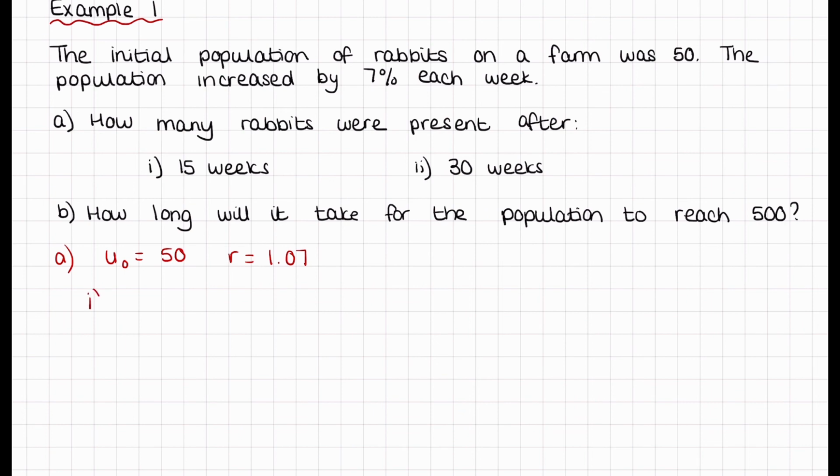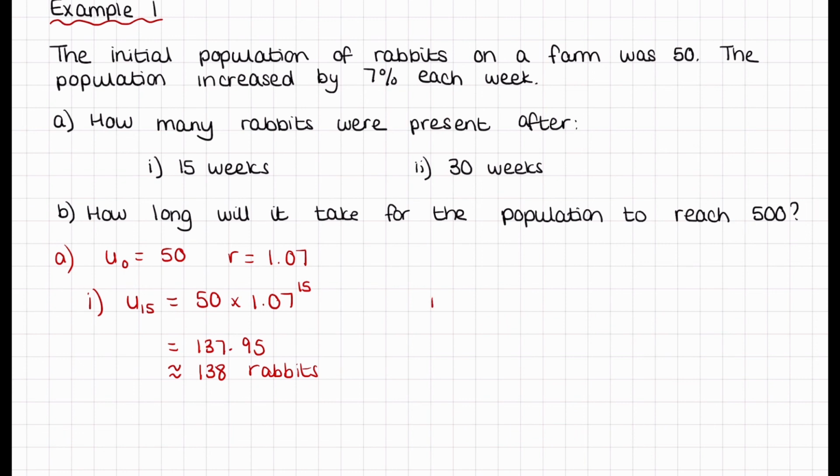So the first one we want is for 15 weeks, so it would be U of 15 equals the initial 50 multiplied by the rate, which is 1.07, to the power of 15. And when you work that out, you get 137.95 rabbits. So from there you can say it's approximately 137 or 138 rabbits.